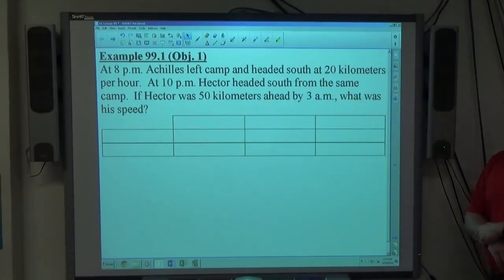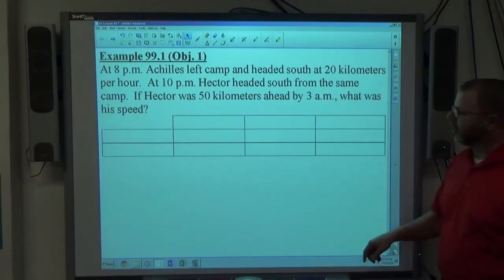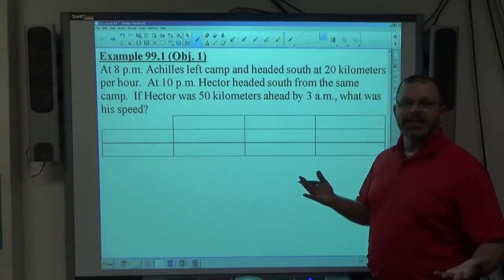Example 1, at 8 p.m. Achilles left camp and headed south at 20 kilometers per hour. At 10 p.m. Hector headed south from the same camp. If Hector was 50 kilometers ahead by 3 a.m., what was his speed? So, they're both heading south.